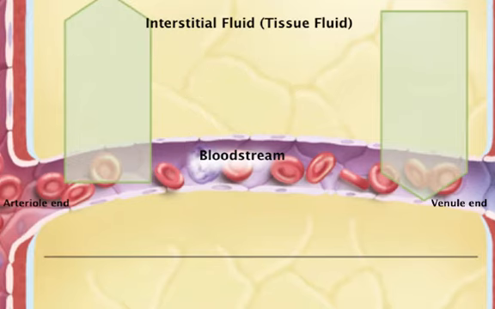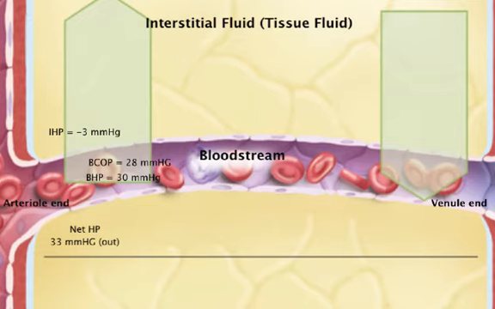For example, if the arterial end of the capillary has a blood hydrostatic pressure of 30 millimeters of mercury and the interstitial fluid hydrostatic pressure is negative 3 millimeters of mercury, the net hydrostatic pressure would be 33 millimeters of mercury moving out of the blood and into the tissues. If the blood colloid osmotic pressure is 28 millimeters of mercury, and the interstitial fluid colloid osmotic pressure is 8 millimeters of mercury, then the oncotic pressure will be 20 millimeters of mercury moving into the blood from the tissues.